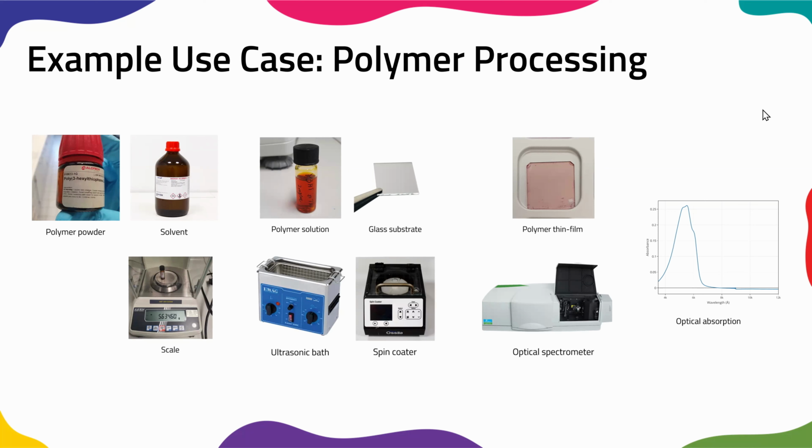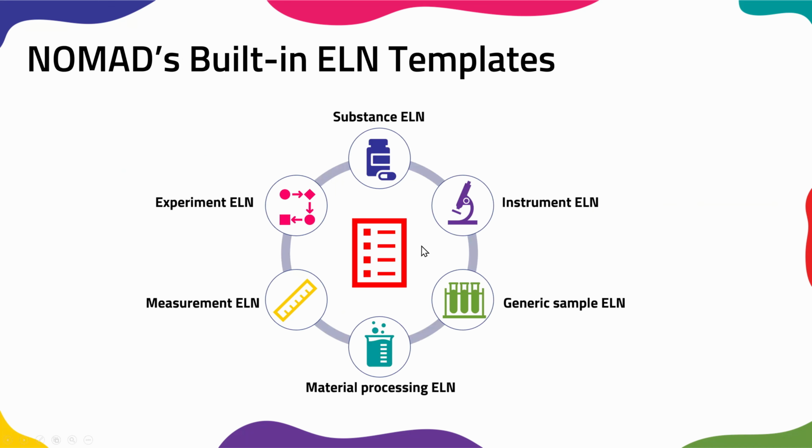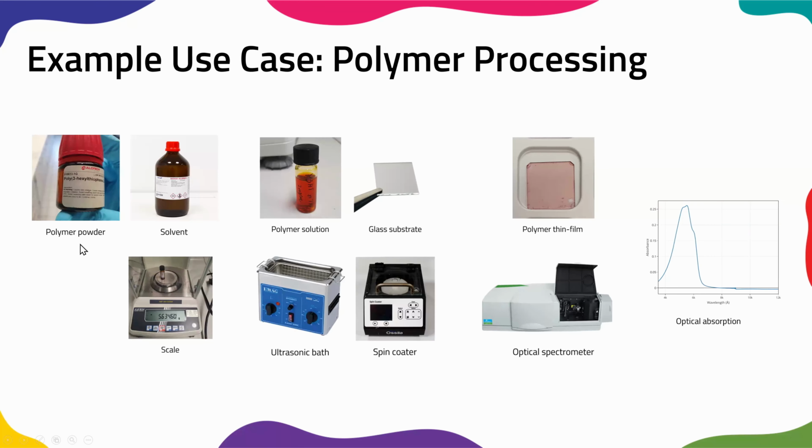So NOMAD already has some built-in templates to document the general information that we have for our experimental procedure. Let's go back here. So here we have different substances like polymer powder, solvent, and glass substrate is kind of a substance. And then we prepare samples like polymer solution is a sample that we prepared. And after we spin coat, the glass substrate is another sample that we prepared.